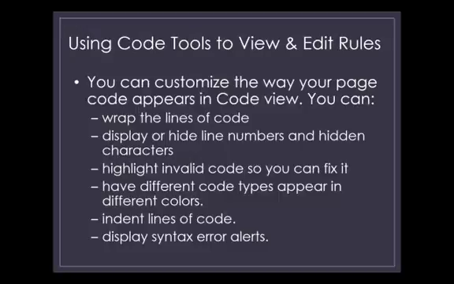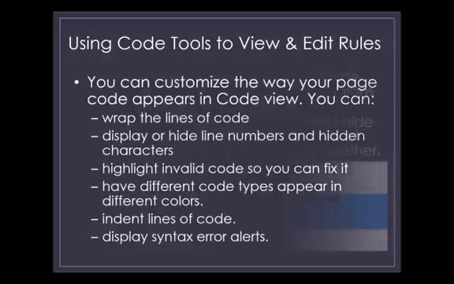We can customize the way our page code appears in the Code View, such as wrapping the lines of code, displaying or hiding the code. And we can also have different code types appear in different colors. You can also have different code types appear in indented lines or display syntax error alerts. We can view these options using the View Options button on the Code Inspector toolbar, or we can view these by changing them on the Code View Options menu under the View menu on the menu bar.